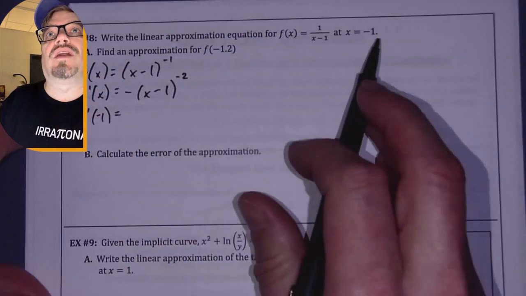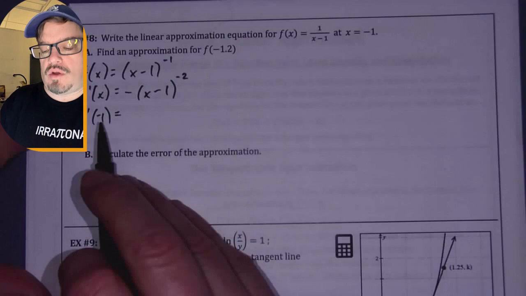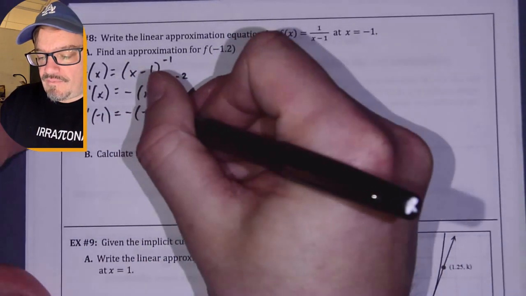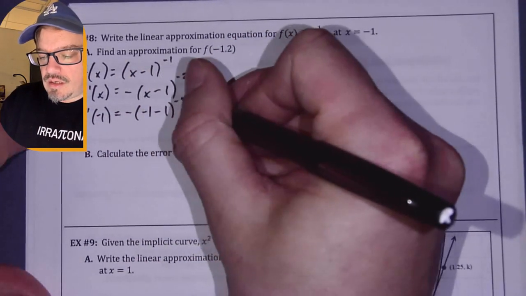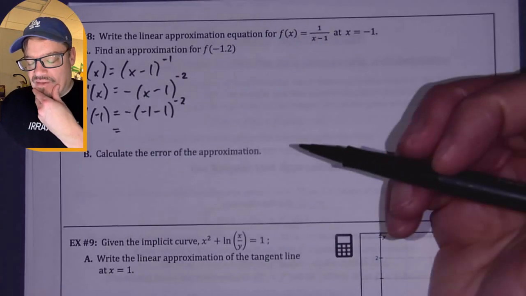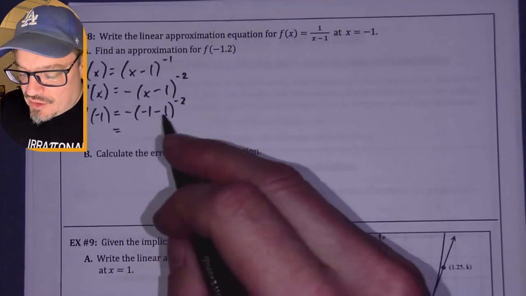All right, so we're going to plug in the point of interest. That's negative 1, so let's just plug it in, negative 1 minus 1. Okay, lots of negatives here, be careful. It's going to be negative 2.